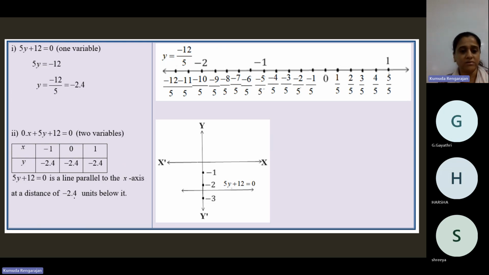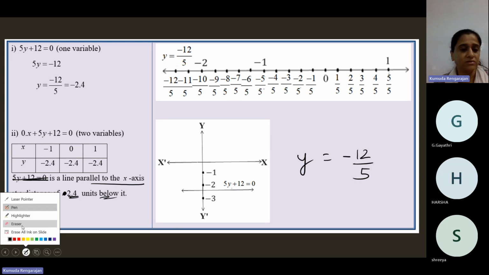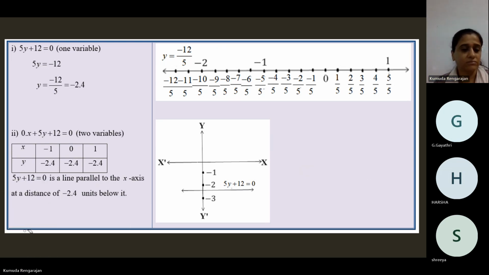This one is below. I think I didn't show you this one, right? We didn't make the equation parallel to the x-axis. So y is equal to, distance is 2.4 units below it. So 2.4 is 12 by 5. Below means negative, so you need not write minus here. When you say below, you don't have to say minus.